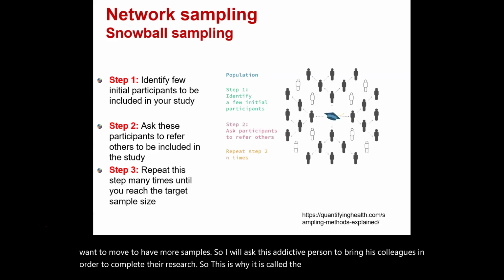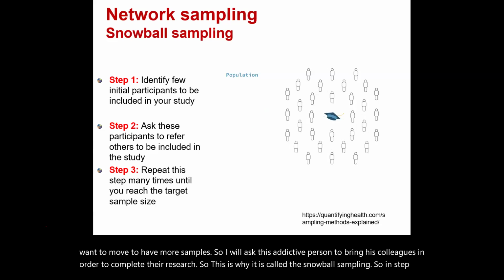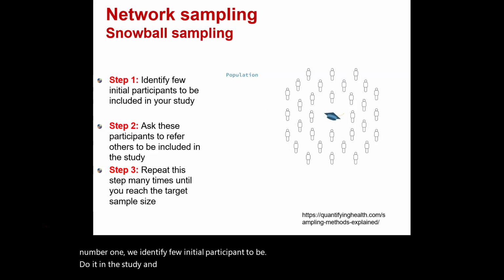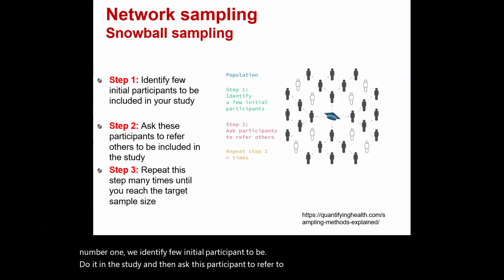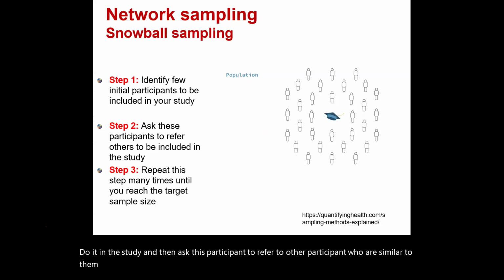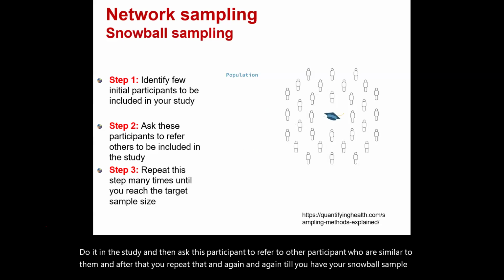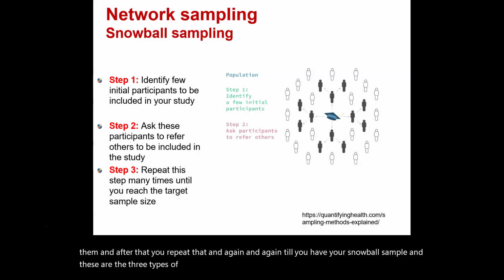So in step number 1, we identify a few initial participants to be included in the study, and then ask these participants to refer to other participants who are similar to them. And after that, you repeat that again and again till you have your snowball sample. And these are the 3 types of the non-probability sample.